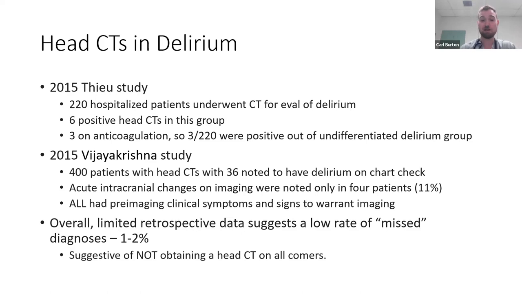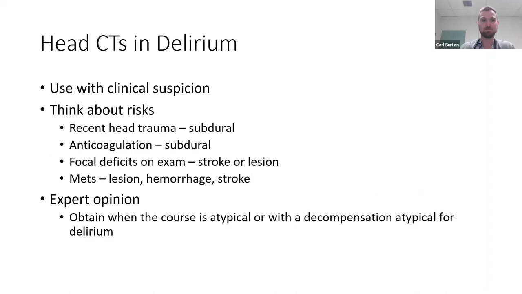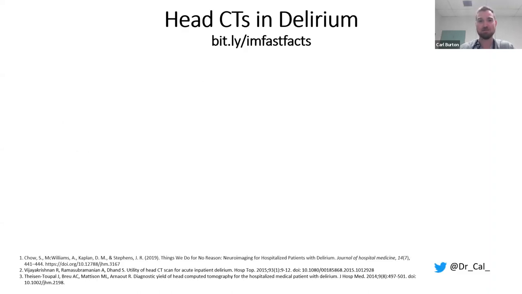So it's suggestive of not getting a head CT for all comers. Use head CTs with clinical suspicion. You think about risks. Has there been head trauma? For a subdural, anticoagulation increases the risk of subdural, as do focal deficits on exam, or things like metastases as well. And in terms of expert opinion, if the course is atypical, or if there's a decompensation you weren't expecting, then you could also consider getting a CT at that time.